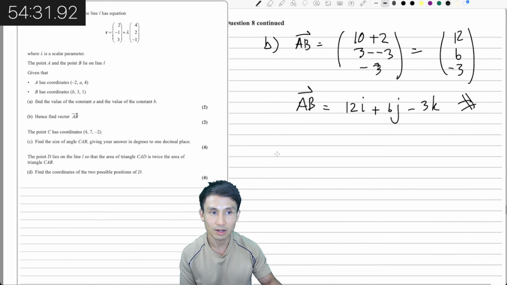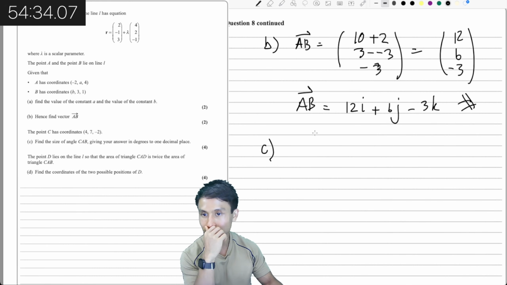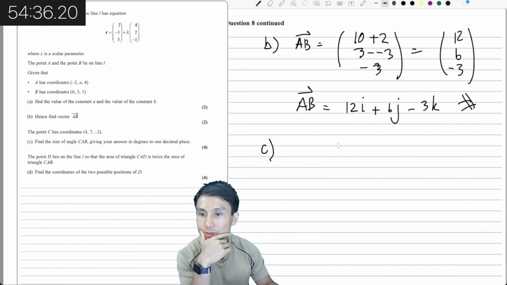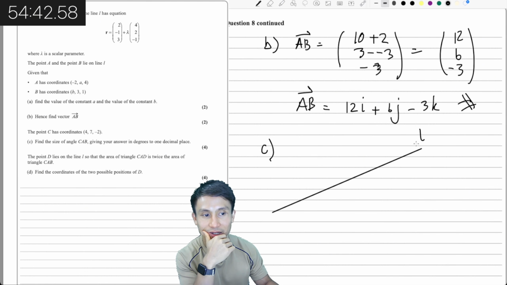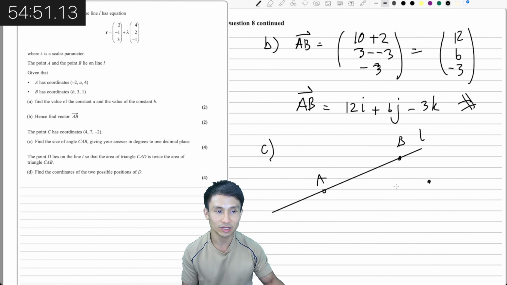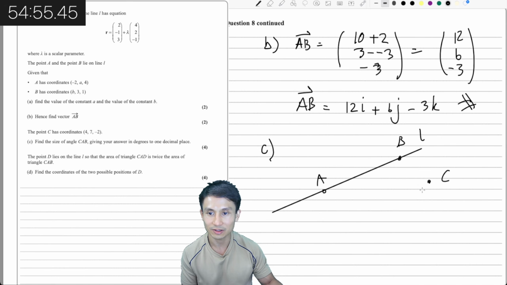All right, and then part C. The point C has coordinates that. Find the size of angle CAB. Well, let's have a line first here, and then A and B are on the line. C is out of the line, I guess. So CAB, something like that. So C is 4, 7, minus 2.